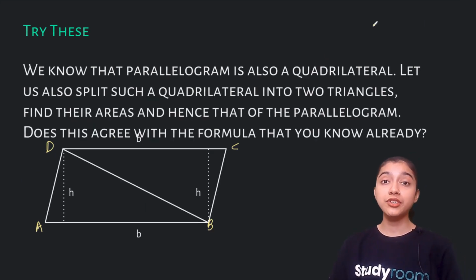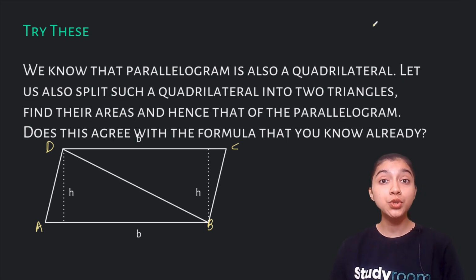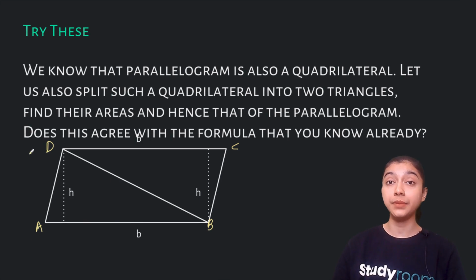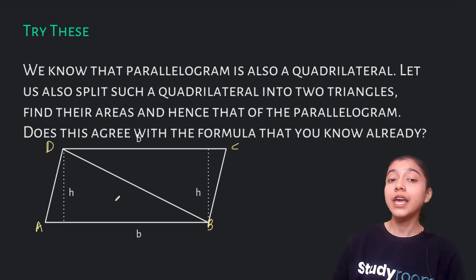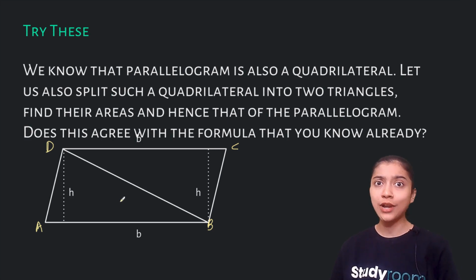We all know that a quadrilateral is a four-sided closed figure. So a parallelogram is also a quadrilateral. Now we know another fact about parallelogram, that when we join any of the diagonals of a parallelogram, it results in the formation of two triangles of equal area. So over here, if we have a parallelogram ABCD and we join this diagonal BD, it will result in the formation of these two triangles of equal area. Now, let us see that if we add up the area of these two triangles separately, do we get the area of the parallelogram or not?